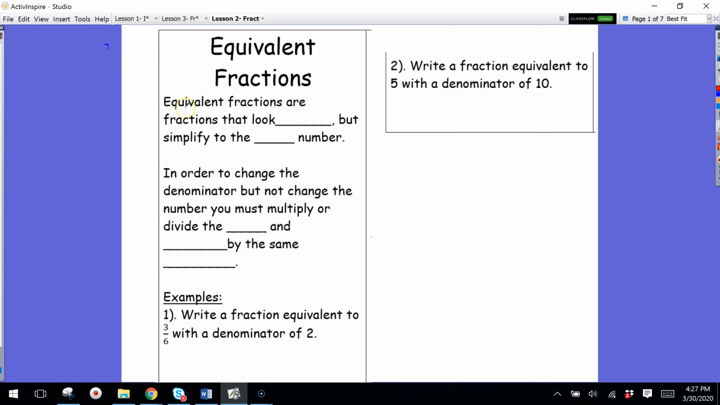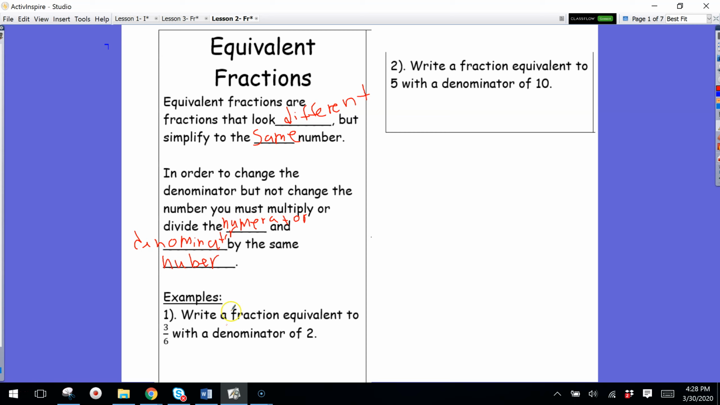So first, let's talk about what it means to be an equivalent fraction. Equivalent fractions are fractions that may look different, but they actually simplify to the same number. In order to change the denominator but not change the number, you must multiply or divide the numerator and the denominator by the same number. This is how we can make equivalent fractions.